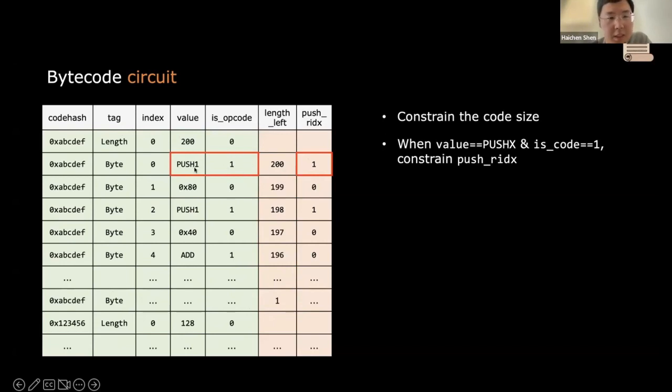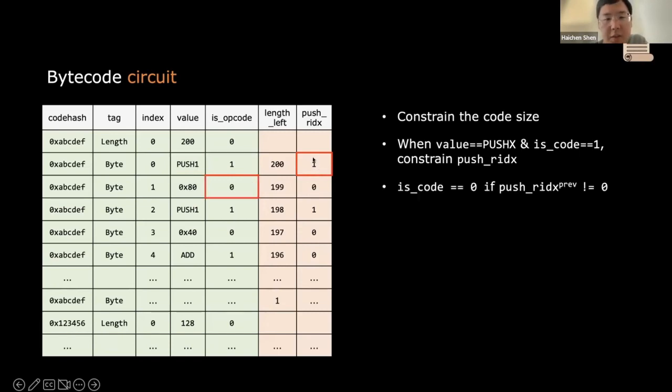First, when this opcode is a push opcode, we have an additional column called push R index. It means how many bytes are left, for the next few rows, that will be the data; it's not an opcode, it's actually the data. So you first constrain this push R index to be set correctly. Corresponding to push 1, this value will equal 1. If it's push 32, then this value will be 32.